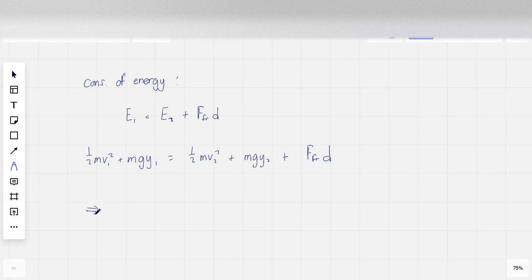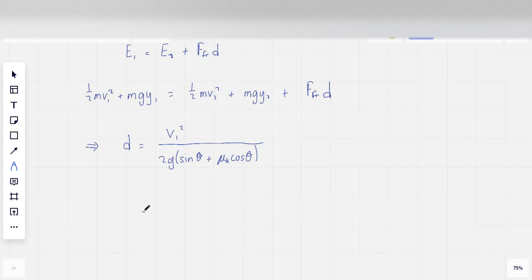So if we rearrange this equation and remember that the initial position y1 is 0 and the final velocity v2 is 0, we can solve for the distance up the slope d, and d is v1 squared divided by 2g into sine theta plus the coefficient of kinetic friction mu k times cosine of theta. And these values are all known, so we can calculate d.